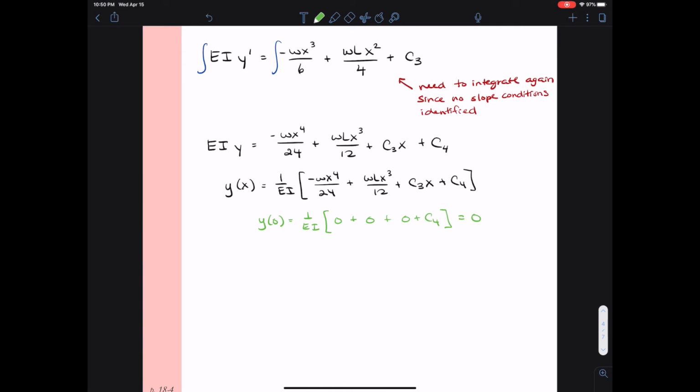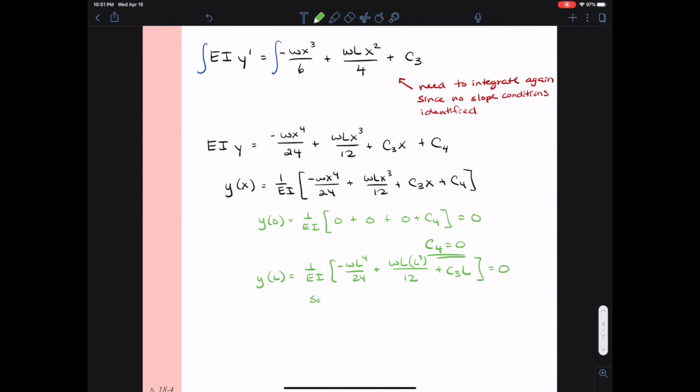Plus C4, and all of that has to be equal to 0 because we had no deflection at A. So therefore, C4 is equal to 0. Now I'll look at the deflection at a distance L. This will be 1 over EI, and now everywhere I see x, I'm plugging in L. So we get negative omega L to the 4th over 24 plus omega L times L cubed over 12 plus C3 times L plus C4, which was 0, so I got rid of C4.